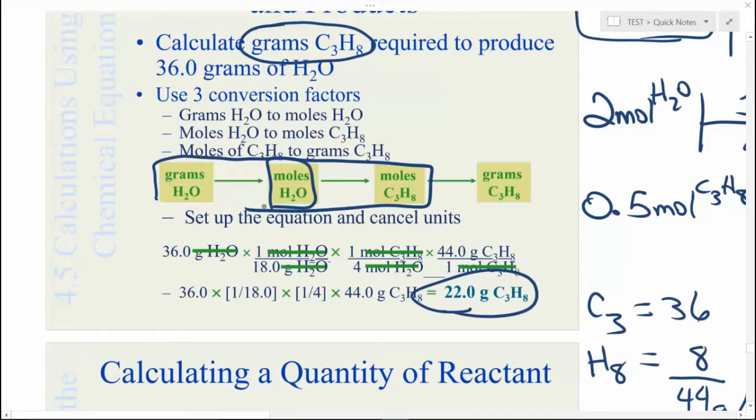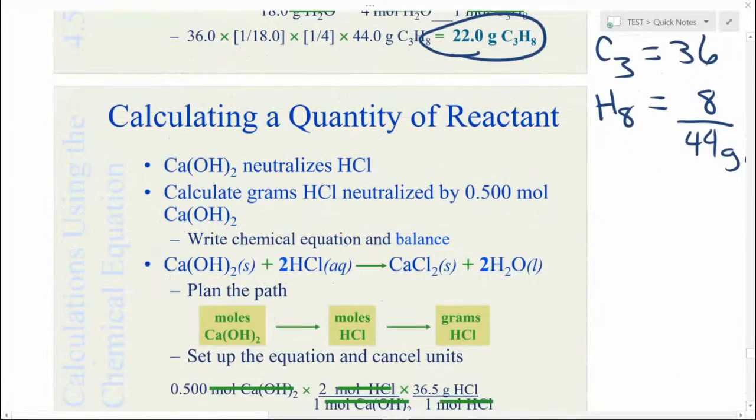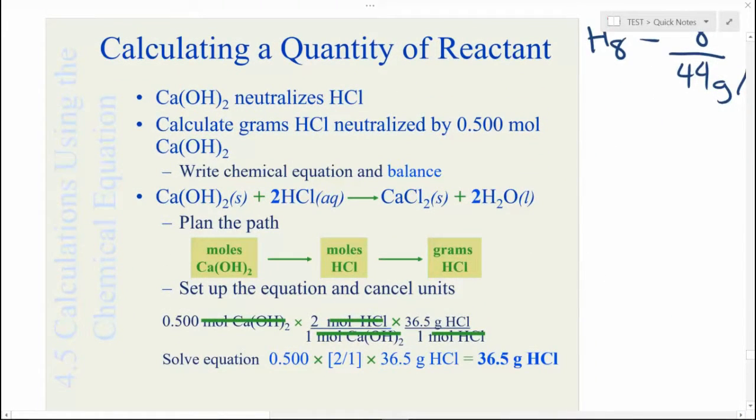Go from the grams of one thing to the grams of another thing, but not forgetting this is the stoichiometry step, mole to mole conversion. And those conversion factors for the mole to mole conversions come from our balanced chemical equation. Okay.